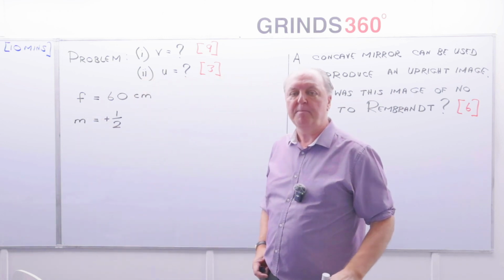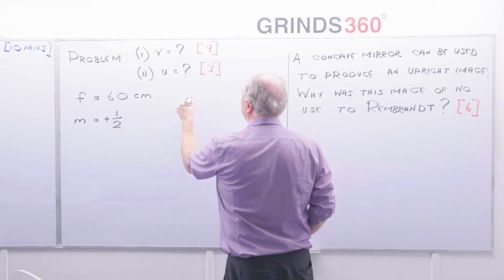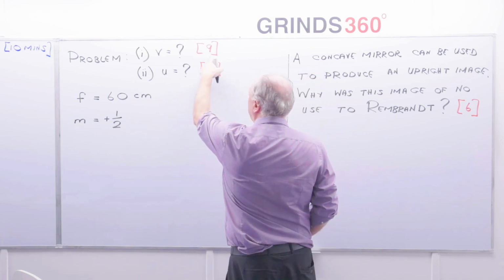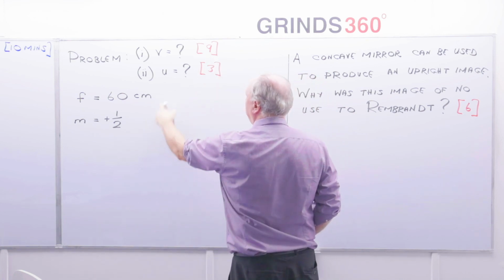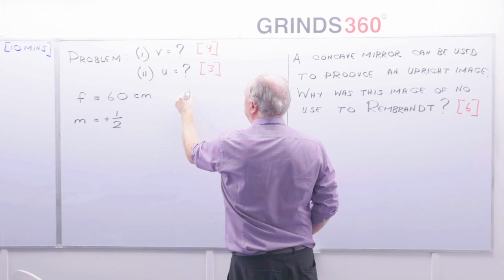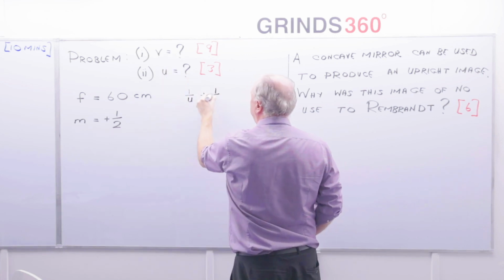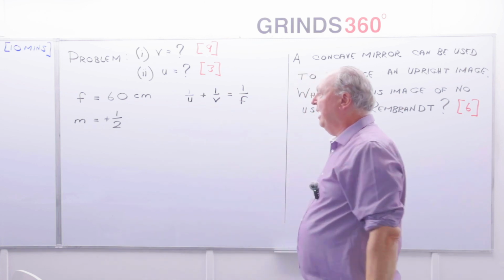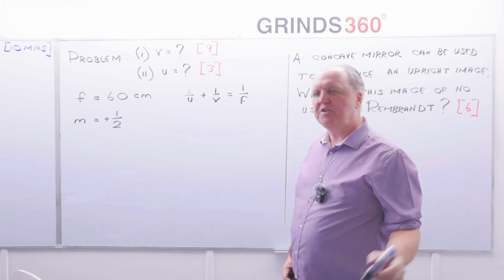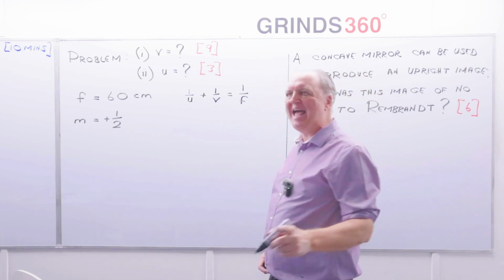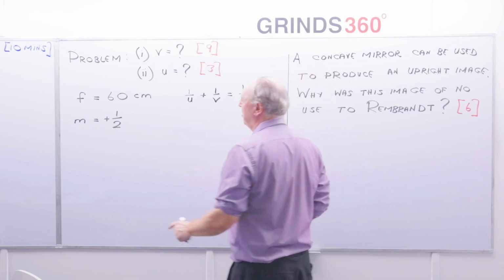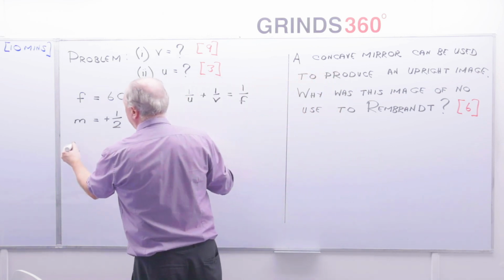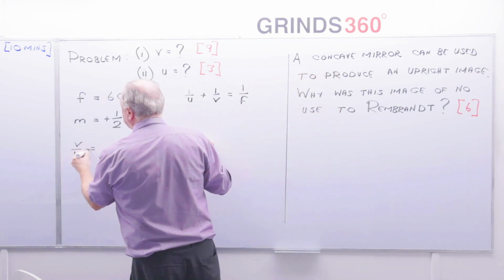Write down your mirror formula. They'll give you 3 marks for that. There's 9 marks altogether to actually find the value of V. So 1 over U plus 1 over V equals 1 over F. I'm also going to write down the magnification formula. The magnification formula M is equal to V over U. Replace M by V over U, and that's equal to a half.